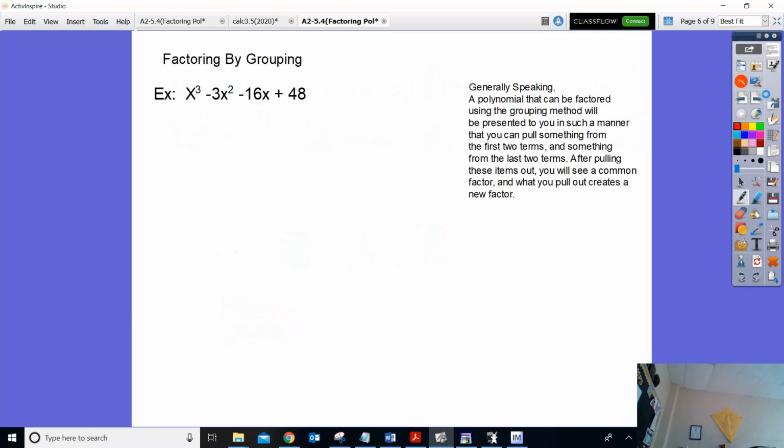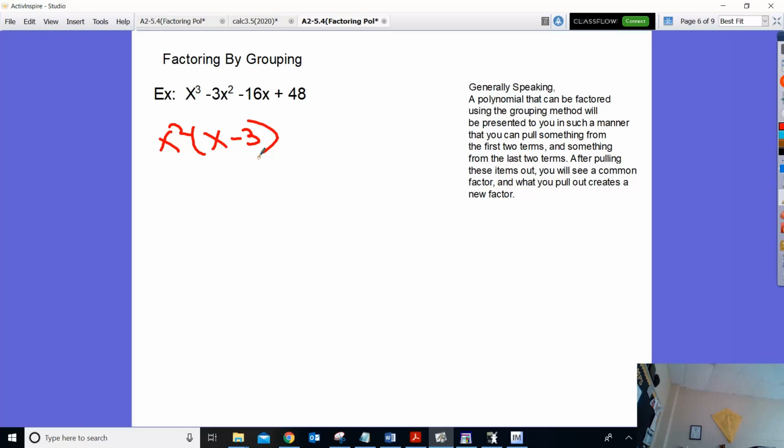That one. I've done this technique with you before. Gently cover up the last 2 terms and think about what you can pull from the first 2. We'll have x squared. Leave you with x minus 3. Now, that piece has to match. They always match. X minus 3 is going to get repeated again. What do you pull from a negative 16x plus 48 to create x minus 3? Negative 16.